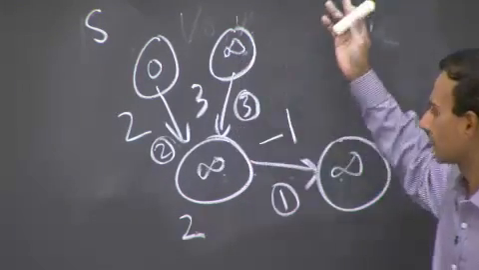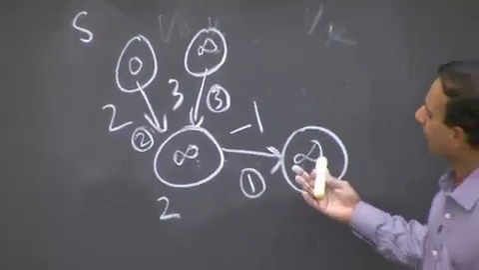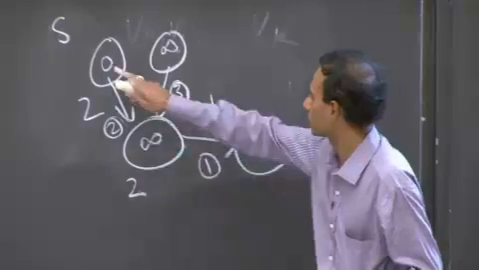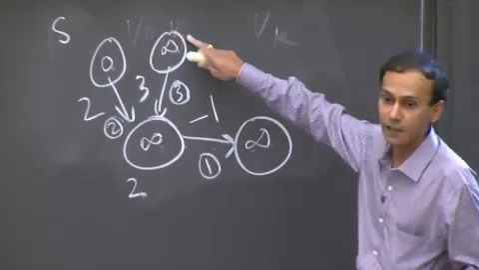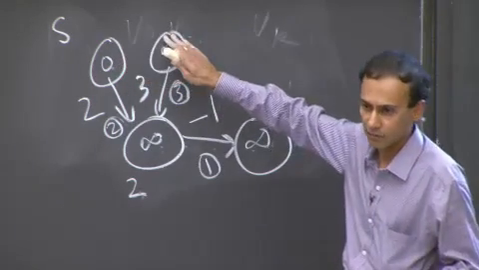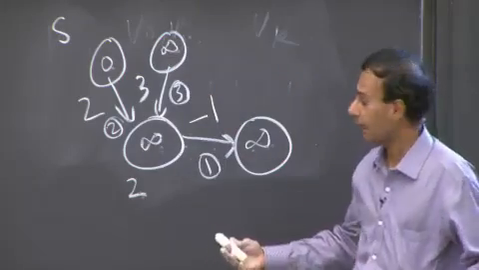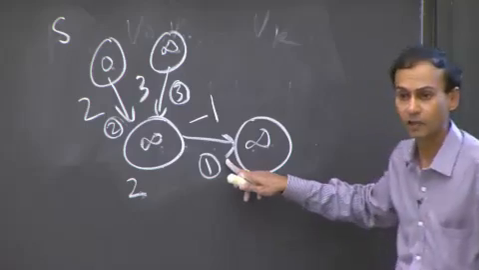And this is infinity, so nothing happens. Of course, this is already at 2, so nothing would happen. So at the end of the first pass, what you have is this is 0, that's 2, this is still infinity, that's still infinity. Okay? That's going to stay infinity because you can't reach it from S, so we can sort of ignore that. At the end of the second pass, what you have is you start with this edge again, okay?